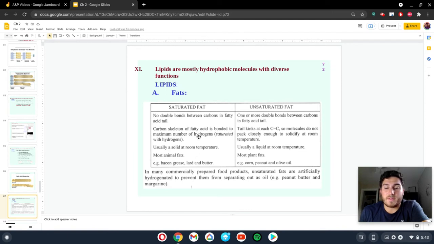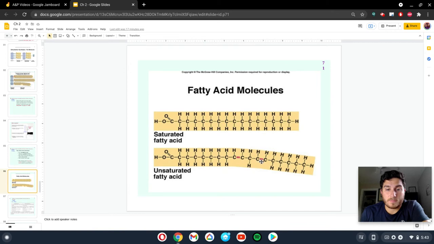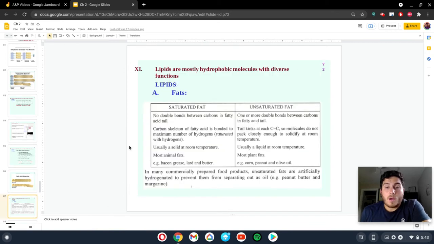And where are we going to find this? Typically, it's going to be solid at room temperature, and you're going to see this in animal fats like bacon, lard, butter, and so forth. Unsaturated fatty acids are going to be fats that have one or more double bonds within them. So one or more of these going on. When this happens, it's going to create a kink in the chain, and it's not going to allow them to get close enough to solidify.